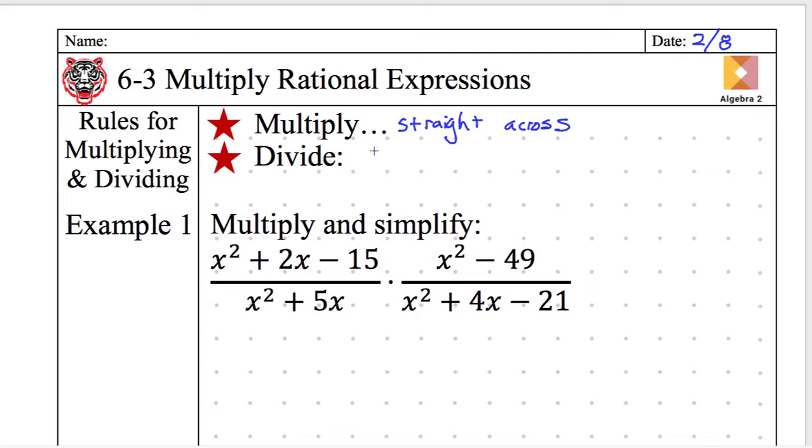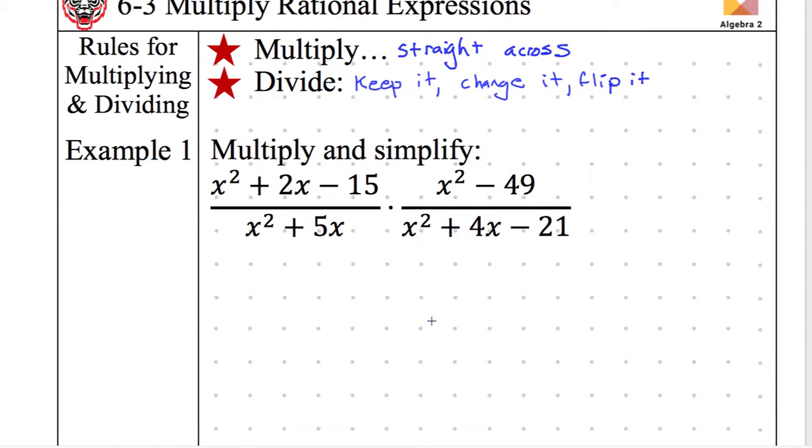And when we divide, do you guys remember the rule? Write it down. Keep it, change it, flip it. Oh, got some lag there. Keep it, change it, flip it. Cool. All right, so let's see an example.